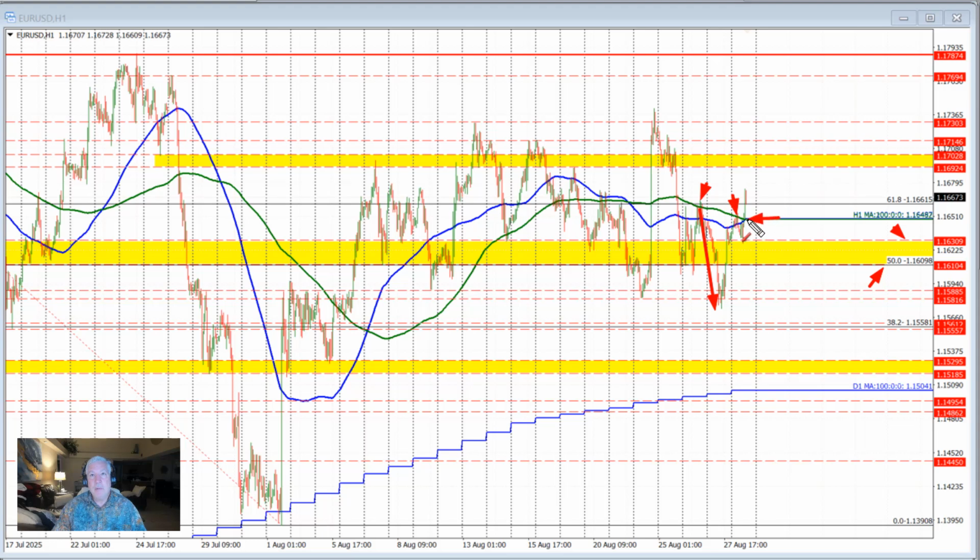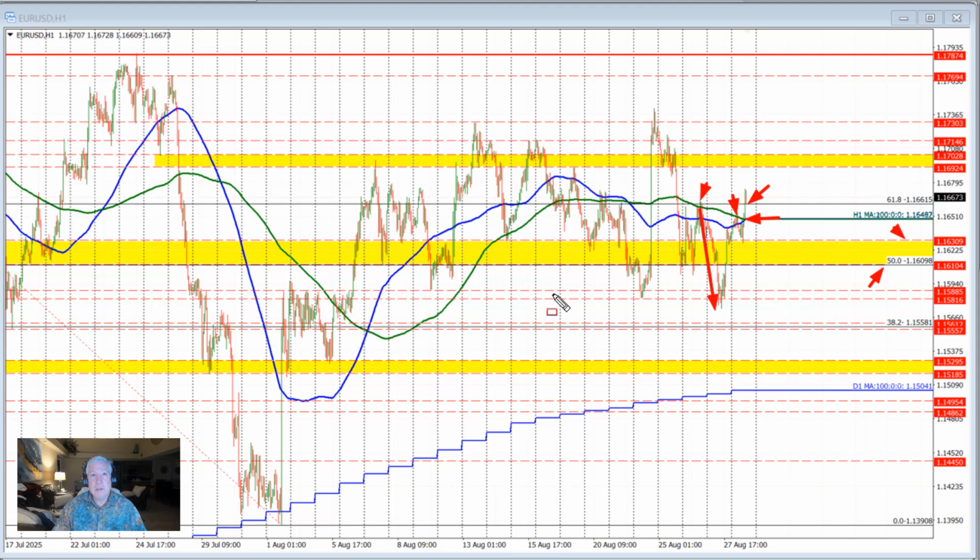And when the price moved above the 100 and 200-hour moving average at 1.16487, we saw increased momentum to the upside, taking the price above the 61.8% retracement. In the process, we are trying now to hold that level, hold the 100 and 200-hour moving average. These are the risk-defining levels for traders and the bias-defining levels in the short term for traders.